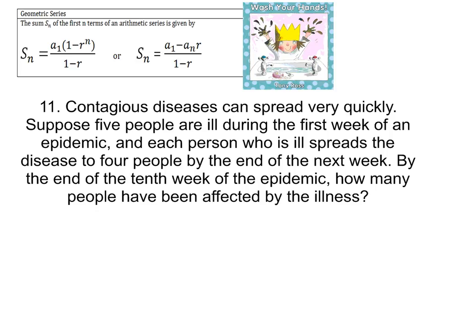Still, contagious diseases spread very quickly. Suppose 5 people are ill during the first week, and each person who's ill spreads the disease to 4 people the next week. How many people are going to be affected by the illness after the 10th week?